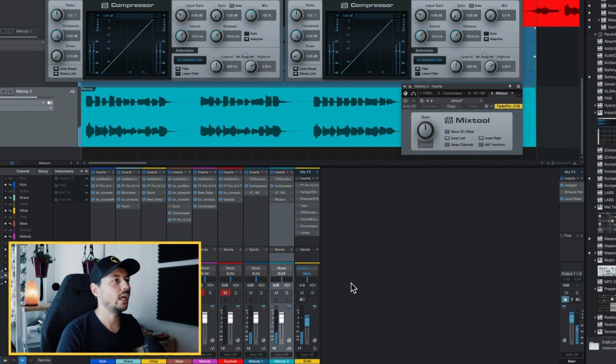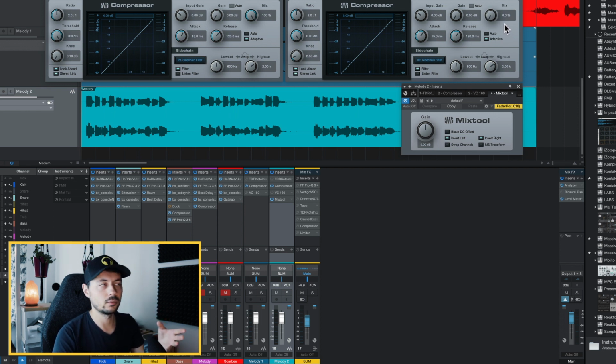Now what we do, we invert the phase of the second channel. And when we play back, nothing is there, nothing is playing. What does it mean? It means that the second compressor is not doing anything to the phase. So this mix knob doesn't have any issues with delaying the signal. This is how I would describe it at this point.